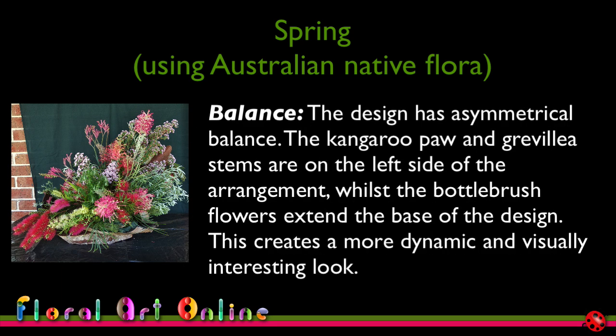Balance in the design. The design has asymmetrical balance. The kangaroo paw and grevillea stems are on the left side of the arrangement, whilst the bottle brush flowers extend the base of the design. This creates a more dynamic and visually interesting look. So it's interesting that at this point it is just stating some facts, and as we go on you'll see where in its analysis it feels there could be room for improvement.